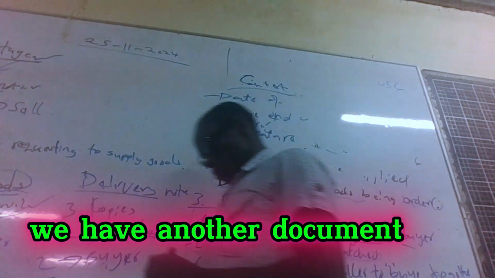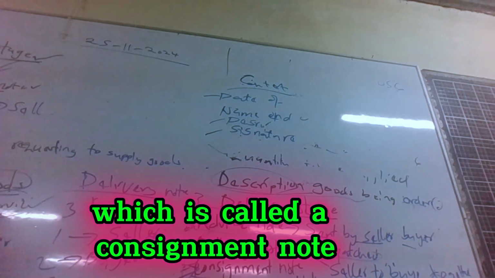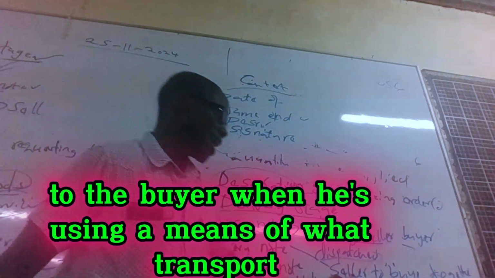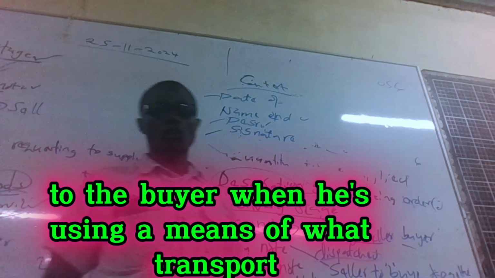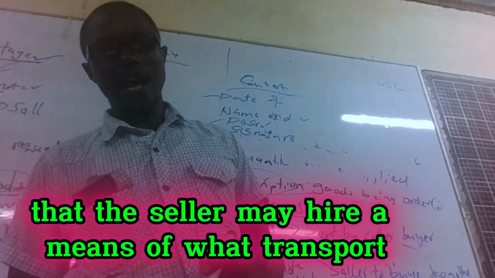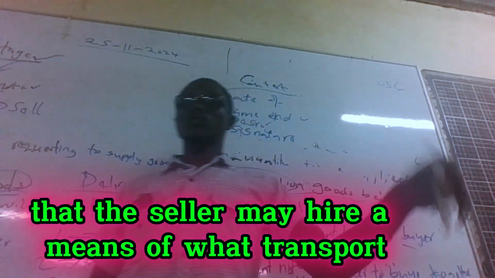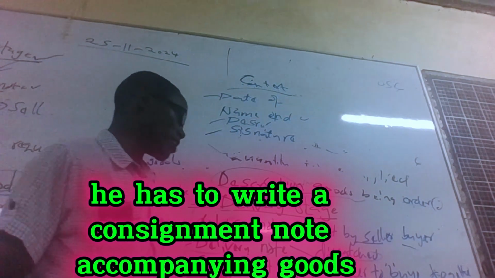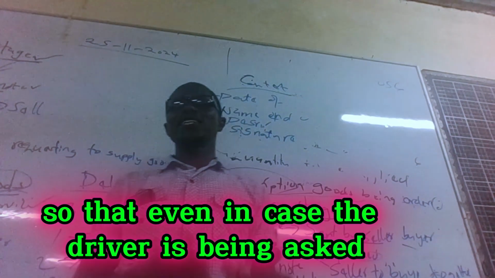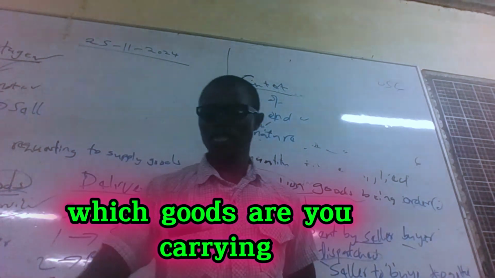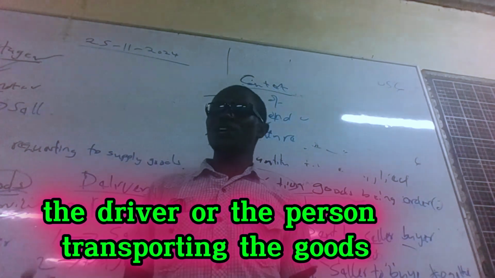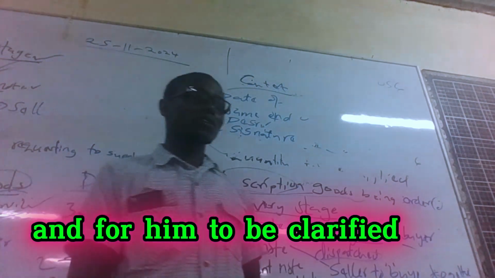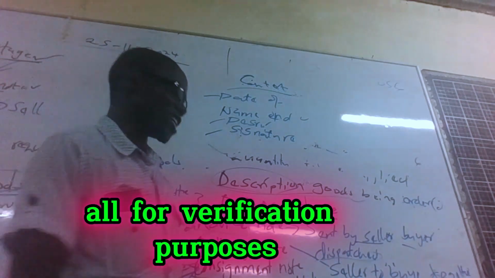We have another document which is called a consignment note. A consignment note is a document sent by the seller to the buyer when he's using a means of transport. The seller may hire a means of transport, and in that case he has to write a consignment note accompanying goods, so that in case the driver is asked which goods are you carrying and where are they going, the driver or the person transporting the goods has to produce a consignment note for clarification or verification purposes.